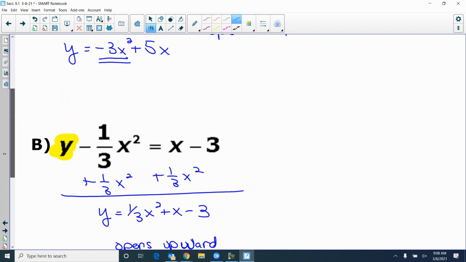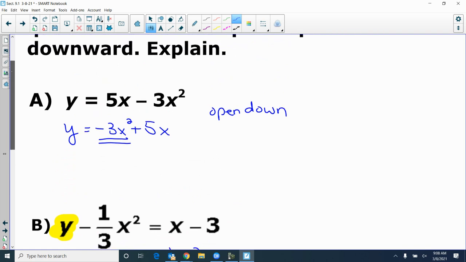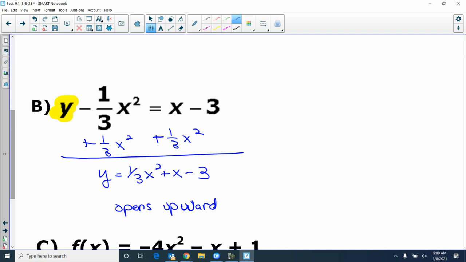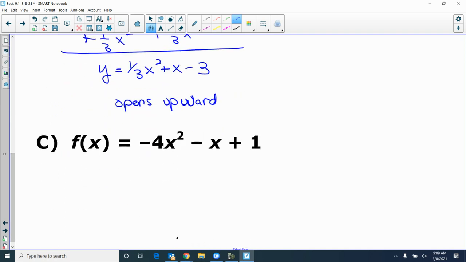First one here, watch what order they're in. You're always just looking at the x squared, once y is by itself. Second one here, you got to make sure y is isolated. Third one, y and f of x serve the same purpose. It just tells you we have a function. You can just leave it just like it is. As long as the f of x is alone, you can look at that. And so Joe, how would this open? Up or down. You're right, it's up or down. It's gotta be one of those.